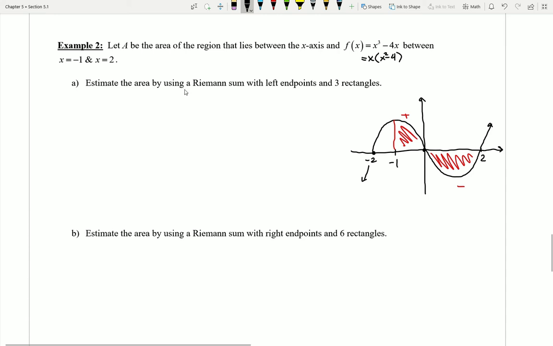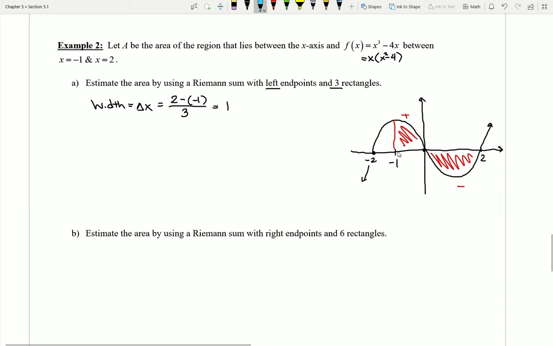I want to estimate the area here by using a Riemann sum with left endpoints and 3 rectangles. Okay, so let's start by identifying our width. Our width, shown by delta x, should be given by the length of my interval. So notice here I'm going from 2 back to -1. So the total distance there is going to be 3. And I'm going to chop this up into 3 individual pieces. So each interval is going to have a length of 1.